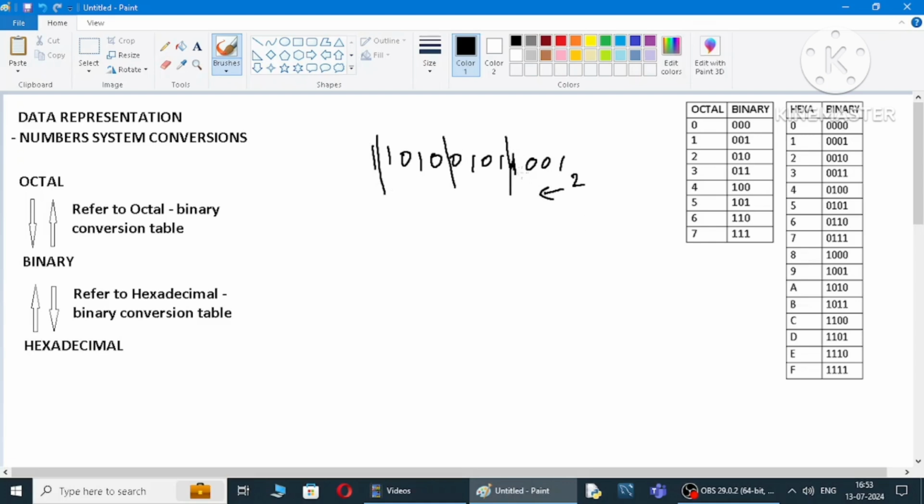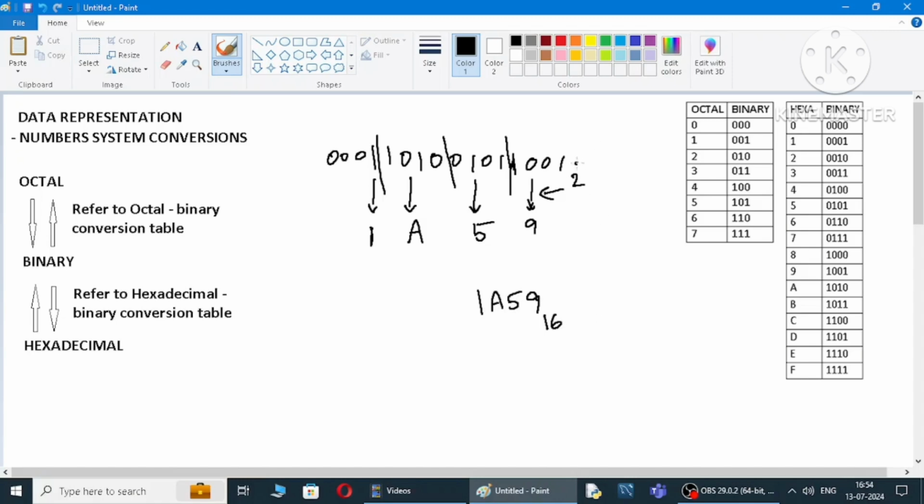Now, check the tabular column. 1001 is the equivalent of what? Number 9. And what does 0101 stand for? Number 5. 1010 stands for A. 1 alone means this one, that is 0001, so you can fill it with zeros, which means it's 1. So, the hexadecimal equivalent of the given binary number is 1A59 to the base 16.